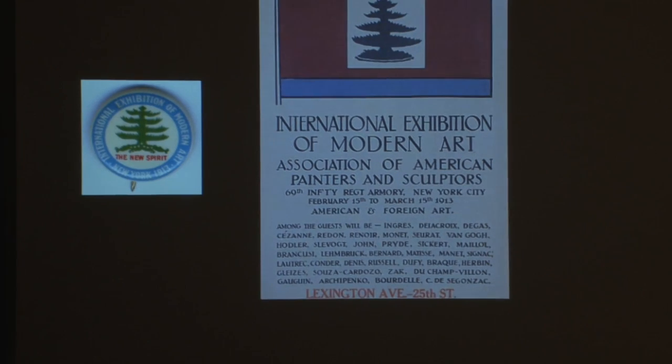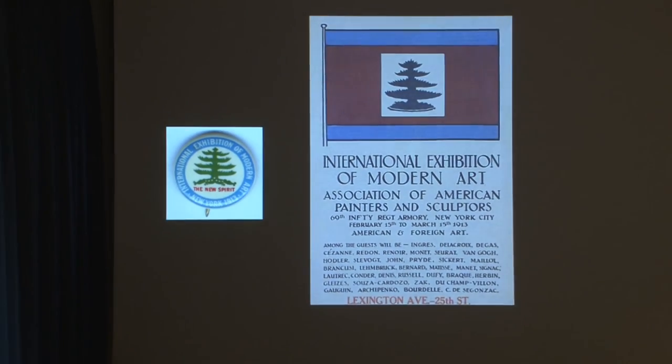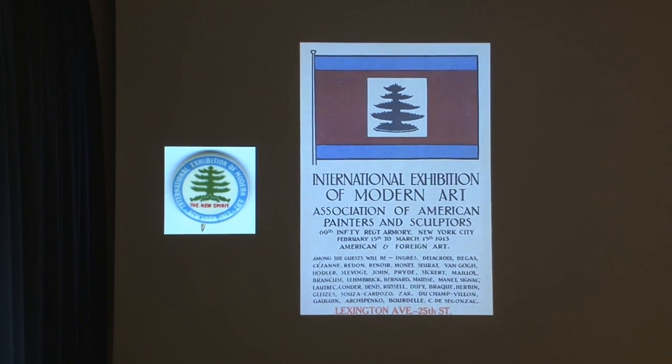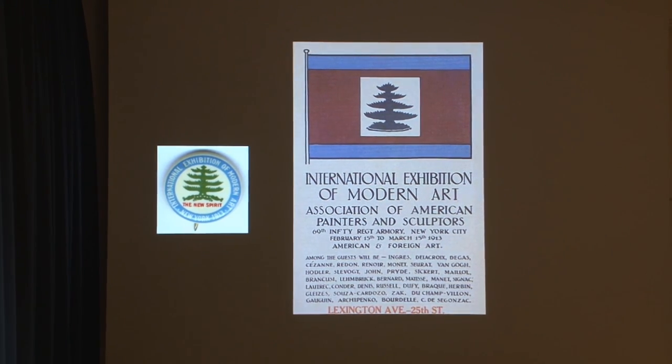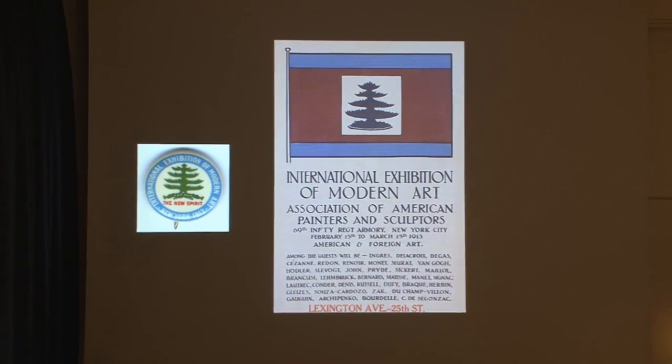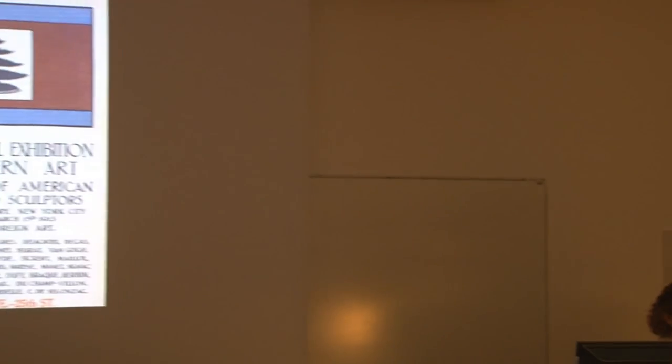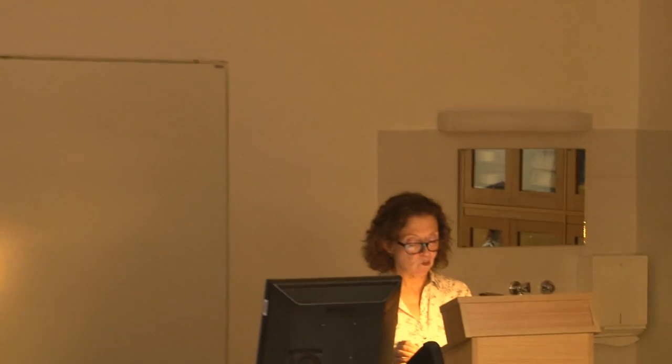But back to the Armory Show. In 1912, Pach and Kuhn went to Europe in order to find works for the show. After they returned, they invited an equal number of American artists to participate. The show included 1,300 paintings and sculptures by more than 300 artists, and about half of these were Americans. During the two-month run in New York, the show attracted an audience of 275,000 visitors.